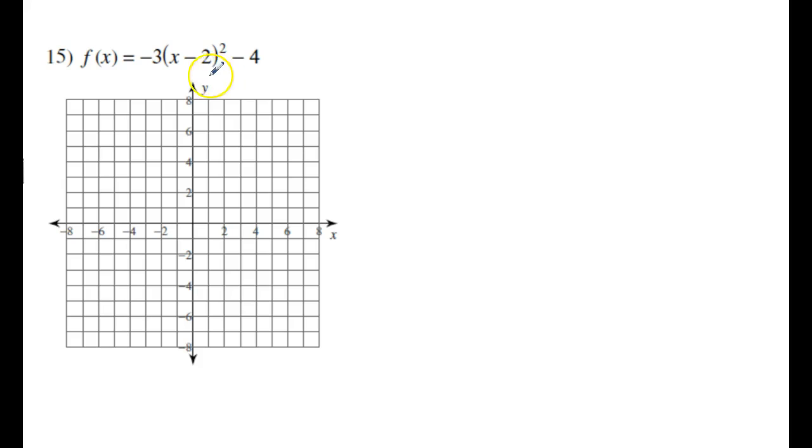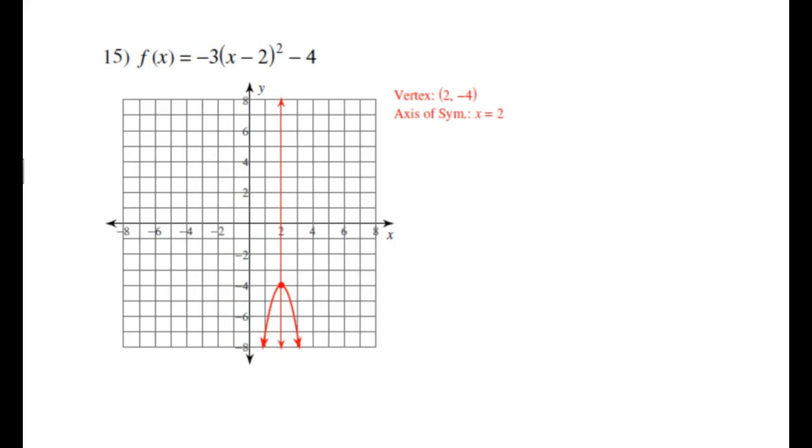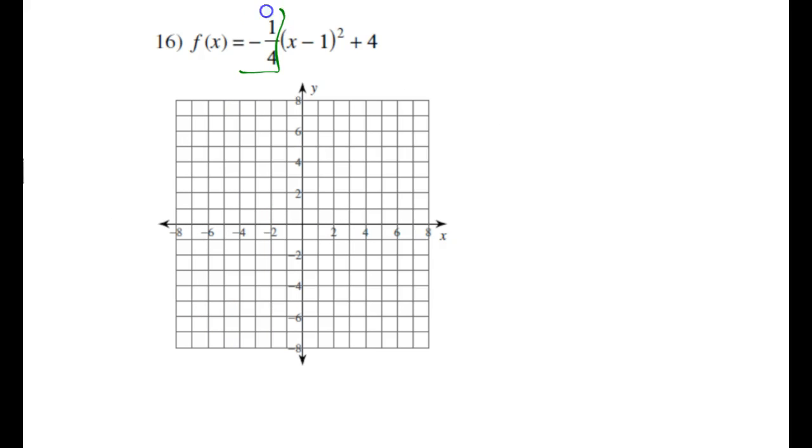This one is going to go 2 units to the right, 4 down. Here's my starting point. And then since the value of a is negative 3, I go over 1 down 3. Negative 1/4 is even harder. I would probably go to 4. So my t-chart says 0, 0, go over 1 up 1, over 2 up 4, over 3 up 9, over 4 is 16.